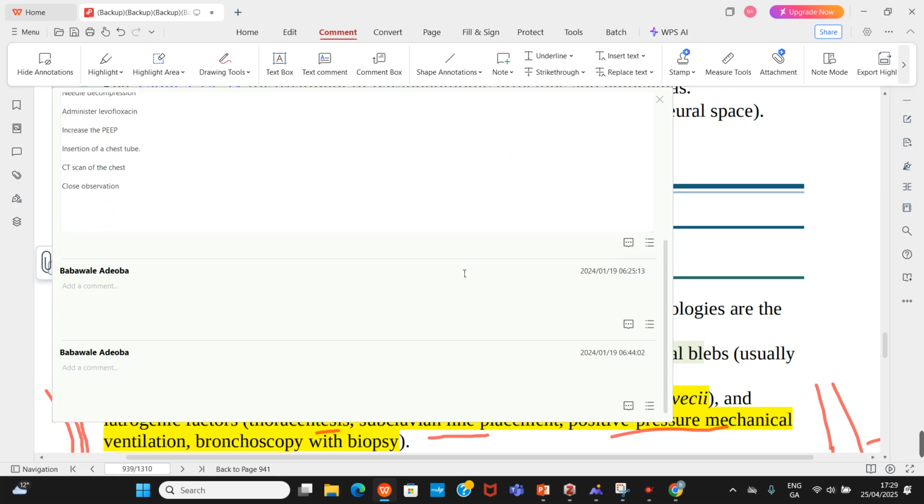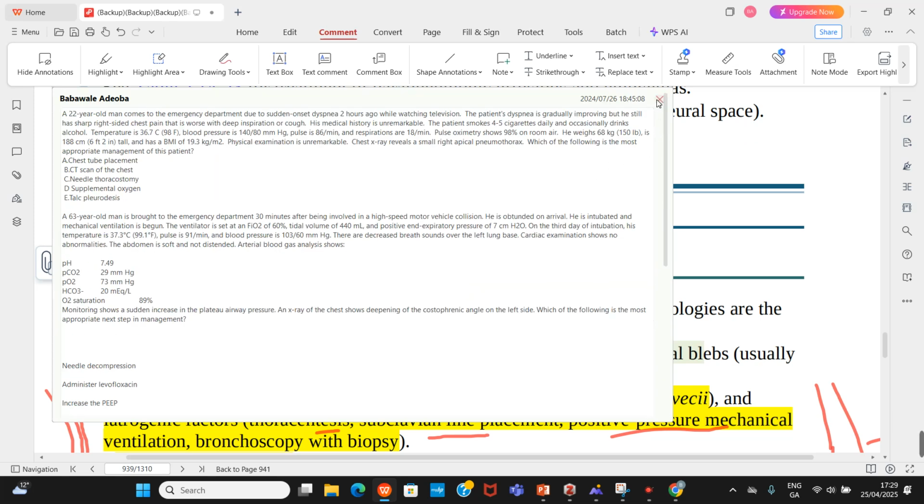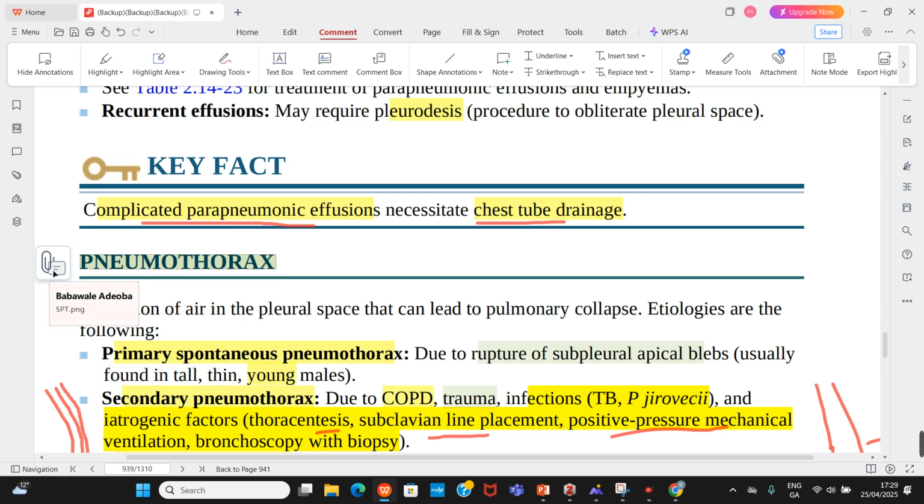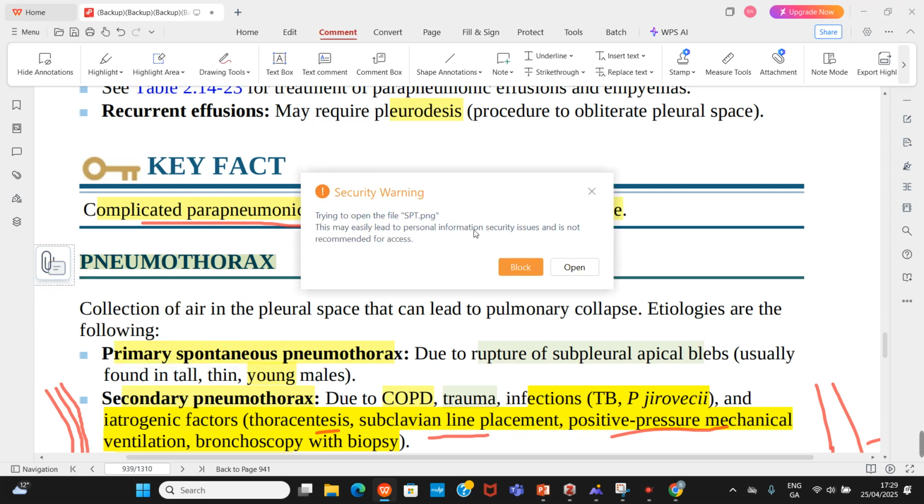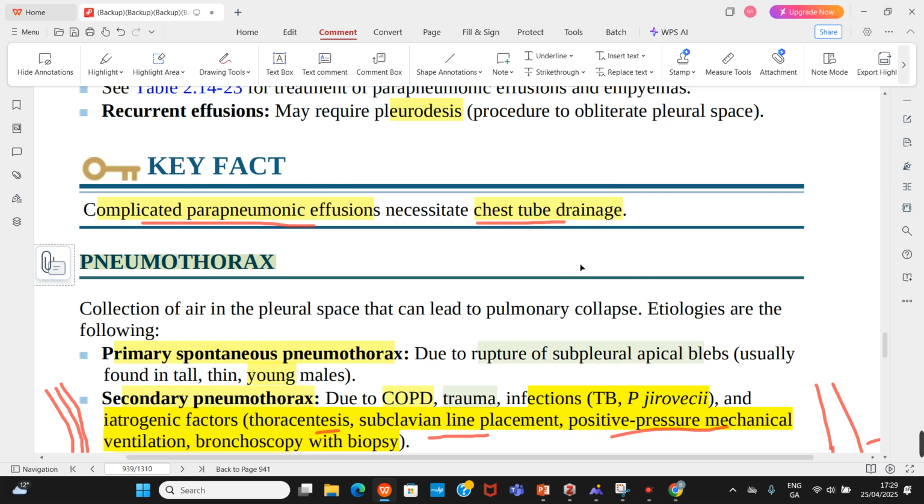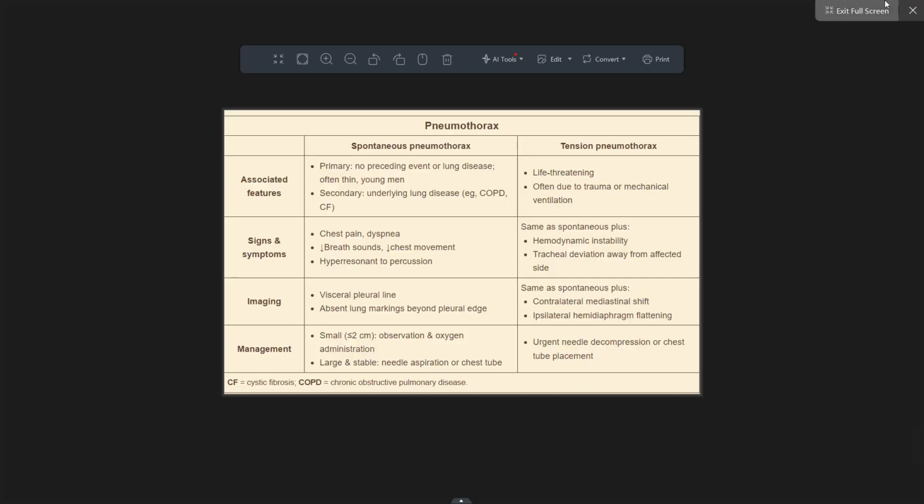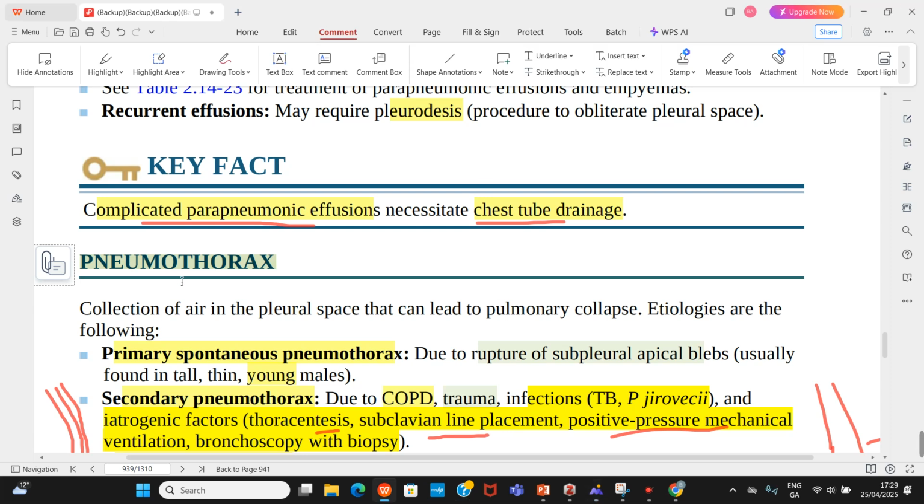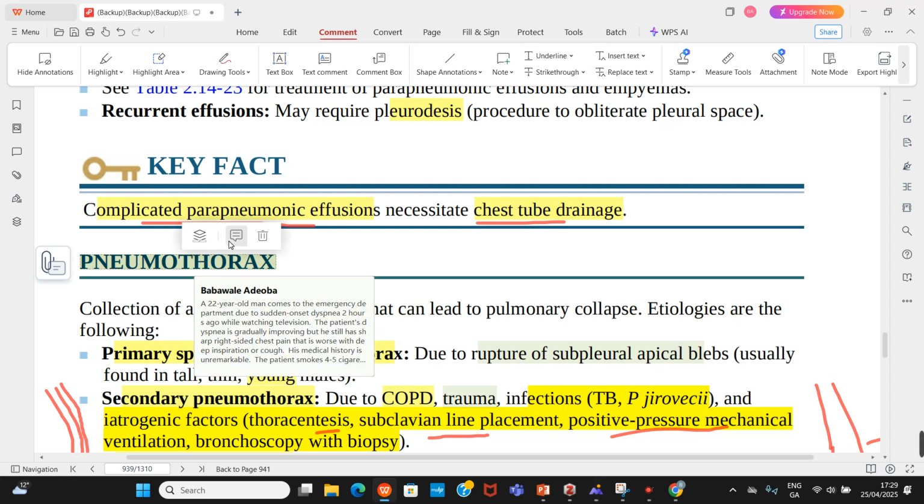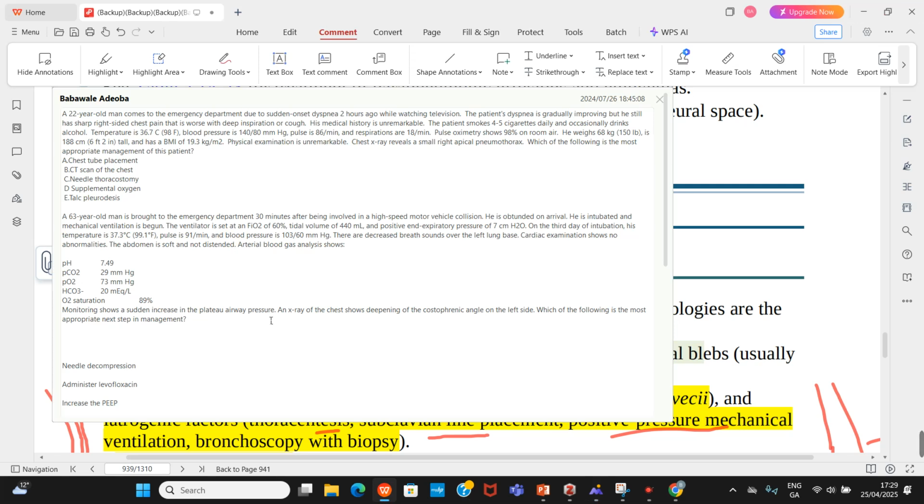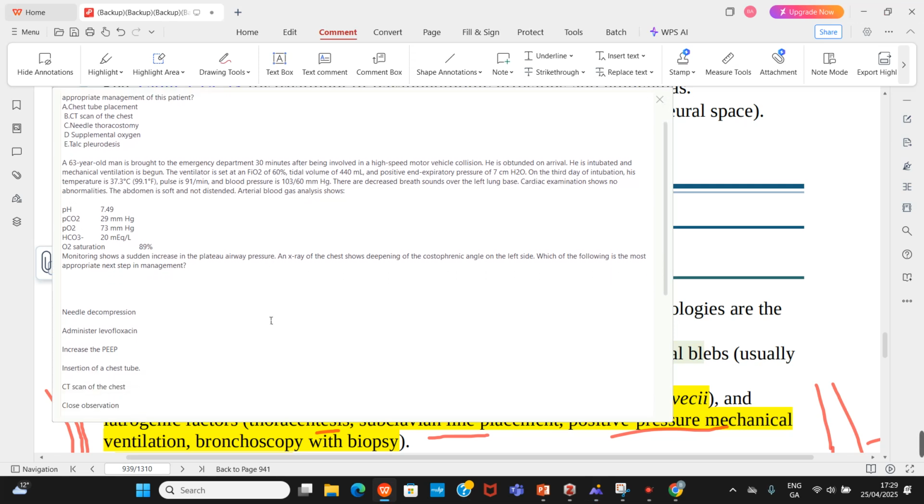I don't know if we have the X-ray. Let me see. I don't think the question has any X-ray. I just wanted to be sure. Okay. No X-ray. All right. What do we think for this question?